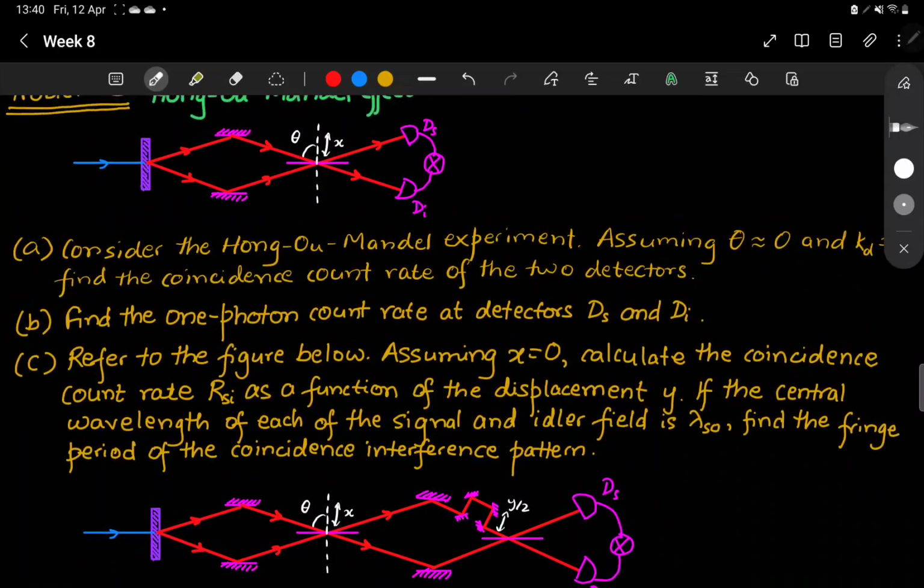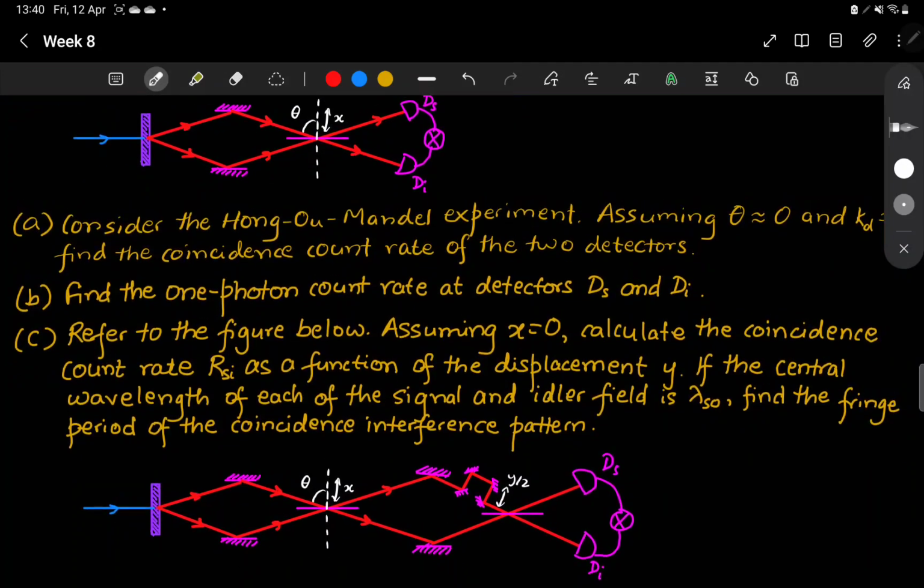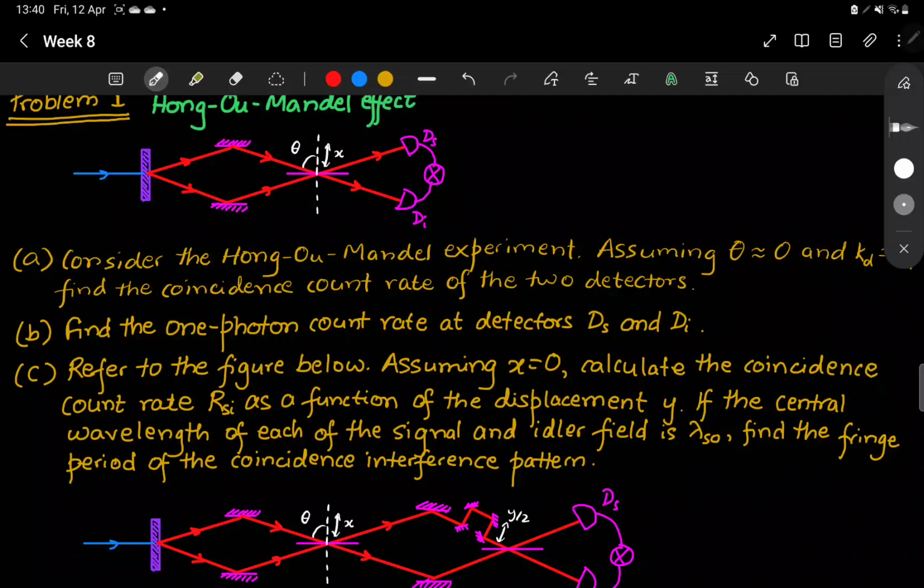Okay, so just look at these figures for some time and go through the question once again before I start solving it for all of you.